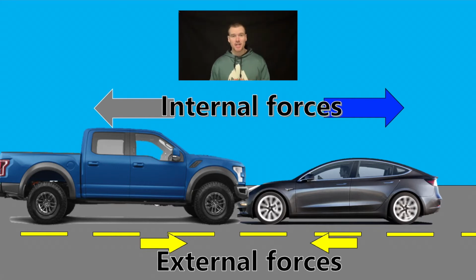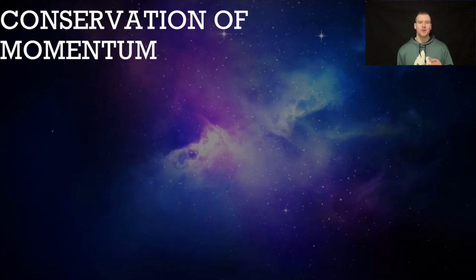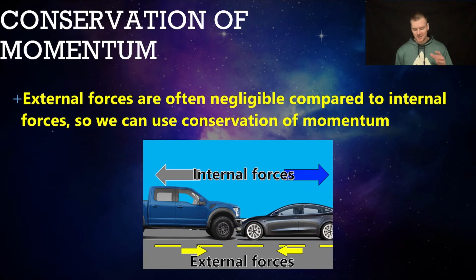So if we're dealing just with internal forces, momentum is going to be conserved in all collisions. Now, you might be thinking that's all well and good, but when do you only have internal forces? When do you have no friction or no air resistance playing a factor? It seems like there's always some involved here on Earth. Which is true. However, these external forces are often considered negligible compared to the internal forces, so we can still use conservation of momentum in a lot of collisions here on Earth.